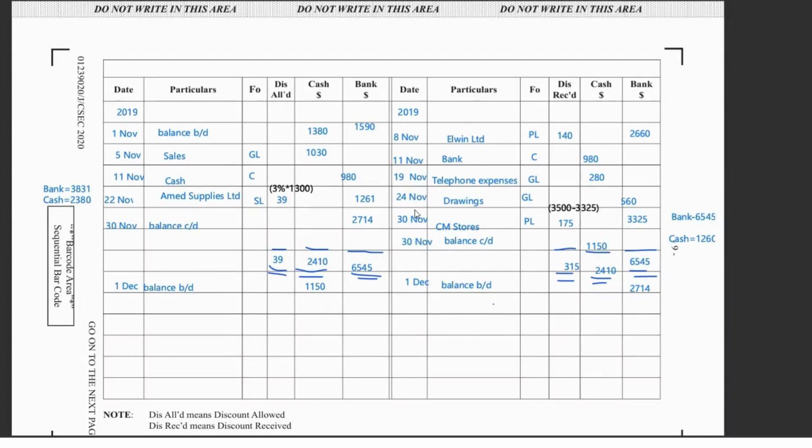So on the 24th of November, we're going to show that the money is leaving the business. So we credit the account. All right. And we took it out by check. So it's going to be the bank account that we're going to be crediting. So here we have the 24th of November. Particulars is drawings. This is found in your general ledger and this is $560.